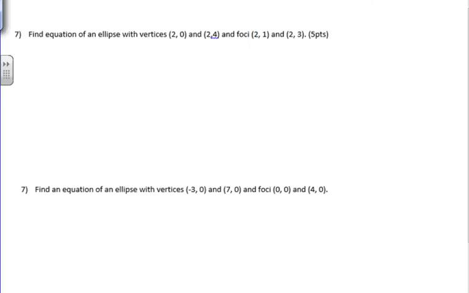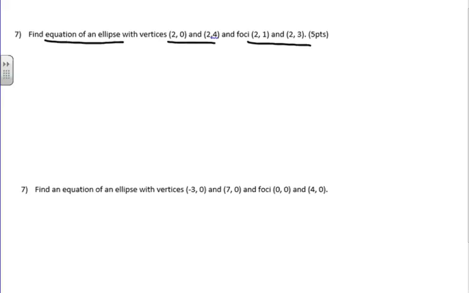Okay, we're going to continue our discussion on how to find the equation of ellipses. Once again, going through, we have two problems. This is from question number 7. We're going to find the equation of the ellipse. We have vertices at (2, 0) and (2, 4), and foci at (2, 1) and (2, 3).